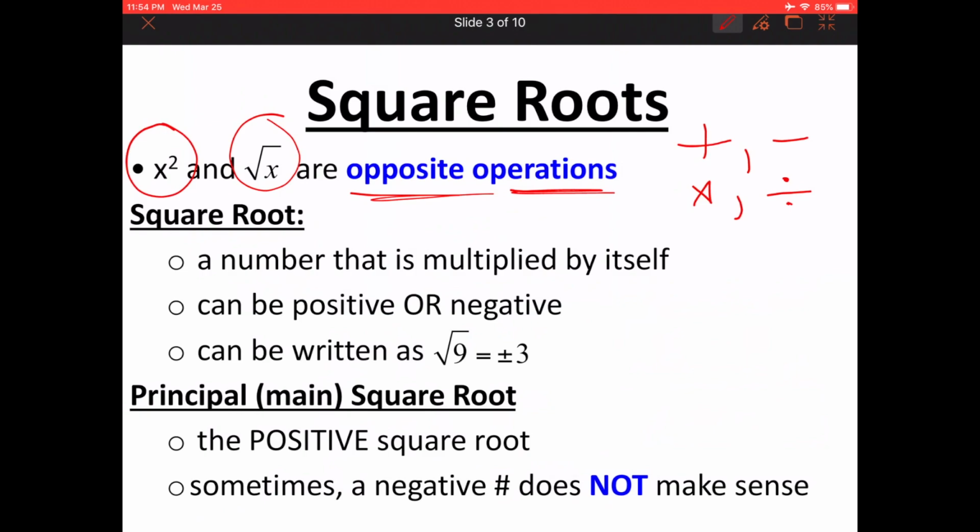So a square root, as you see here, is a number that is multiplied by itself. So 3 was the square root of 9 because you do 3 times 3 to get 9. Now a square root can be positive or negative. There's not a restriction on that.